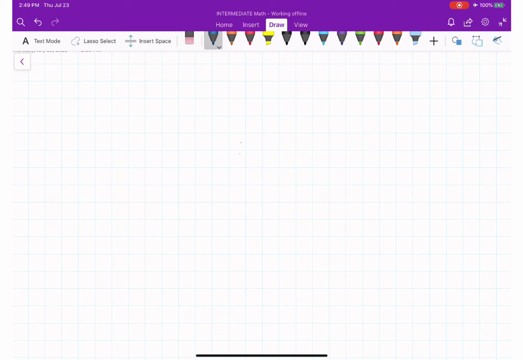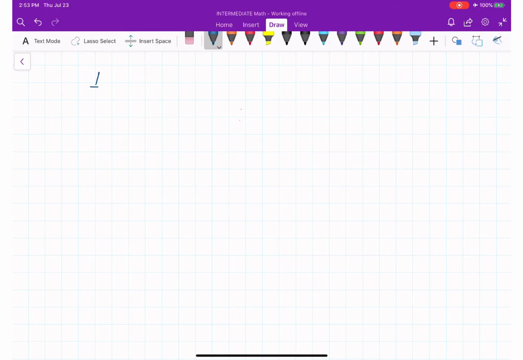So what do we have? 1 over x plus 4 over 5 equal negative 3 over x. So we need to find a common denominator between x and 5. The common denominator is going to be 5x, right?